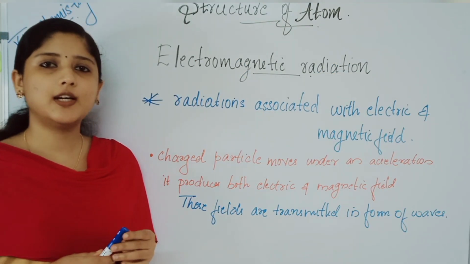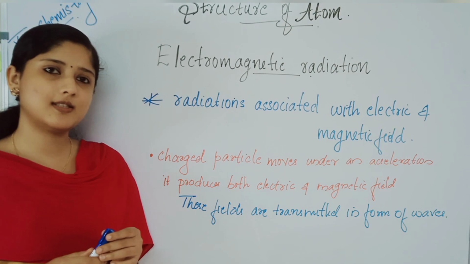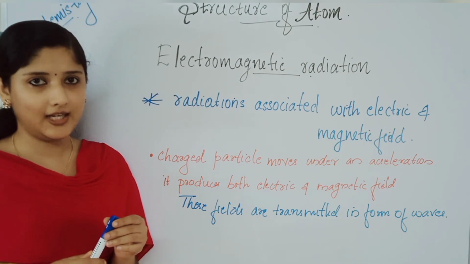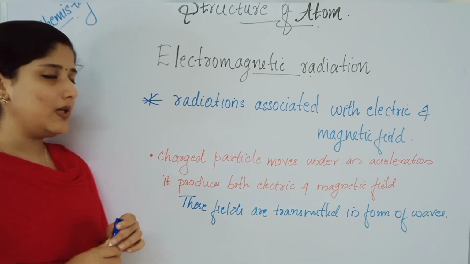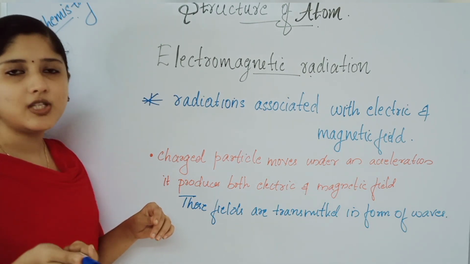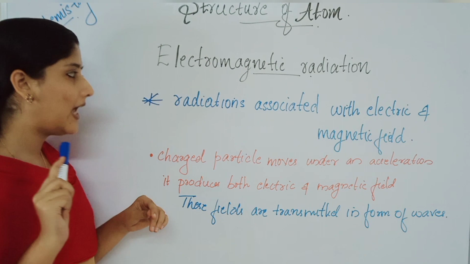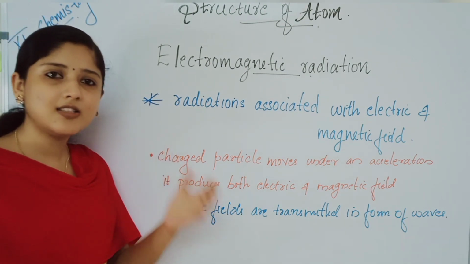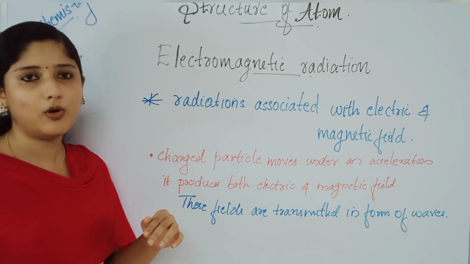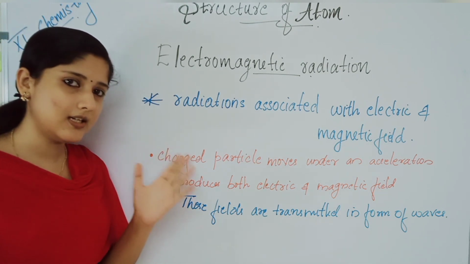Now we can learn a new topic, that is electromagnetic radiation. It means the radiation that is associated with both the electric field and the magnetic field. The radiations associated with the electric field and magnetic field are called electromagnetic radiation.